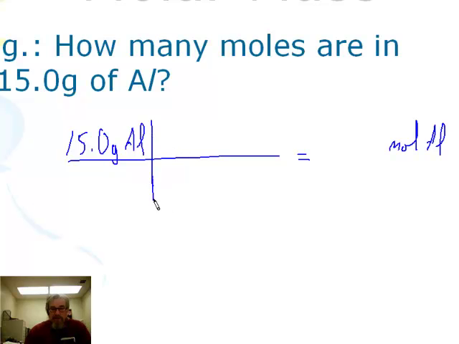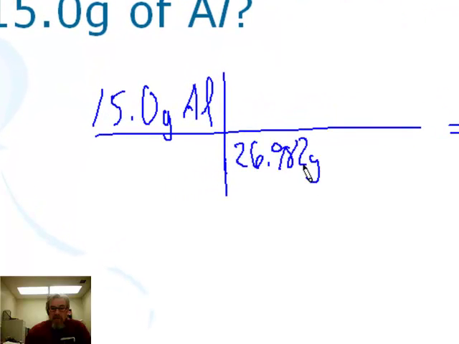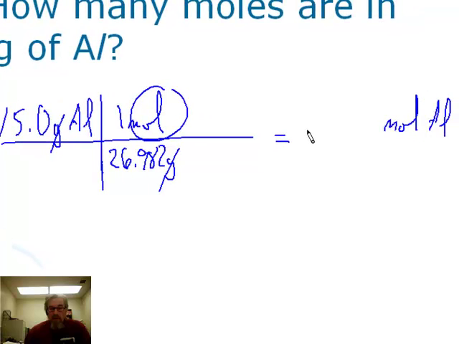Molar mass is the link. Molar mass is the conversion factor. I know for aluminum that 26.982 grams is the same thing as 1 mole. By putting the grams on the bottom this time, they now cancel out, and the unit that I have left is moles. I take 15 divided by 26.982 to 3 significant figures. I get 0.556 moles of aluminum.